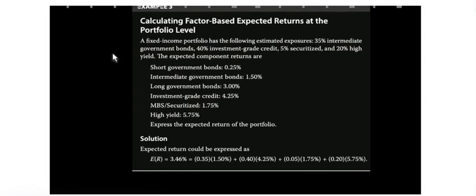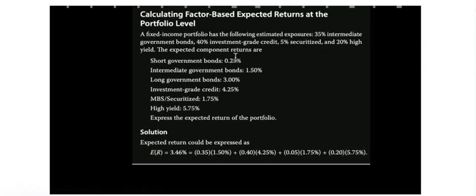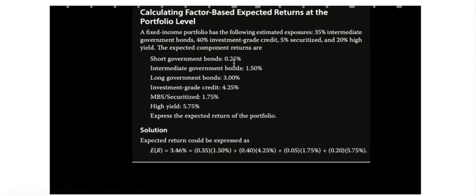A fixed income portfolio has the following estimated exposures: 35% intermediate government bonds, 40% investment grade credit, 5% securitized, 20% high yield. When it says investment grade credit, that means risky bonds. They are not government bonds, they are corporate bonds. The expected component returns are short-term bonds, 0.25, intermediate. We have all of the returns.